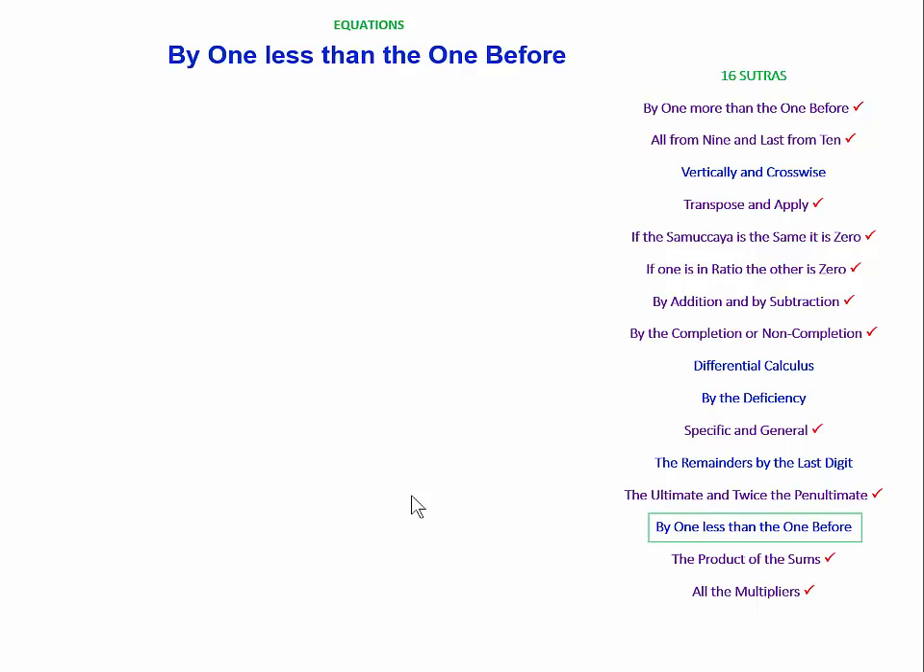By 1 less than the one before, Ekanyunena Purvena. If we've got x to the 5th, and we differentiate it, we get 5x to the 4th. So we could say, if we've got the integral of y is x to the 5th, then y will be 5x to the 4th. The power goes down by 1 when we do this differentiation.